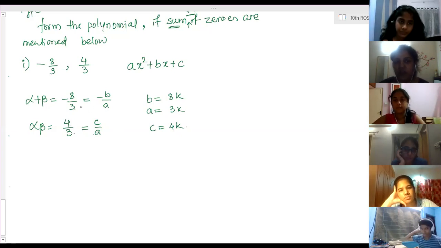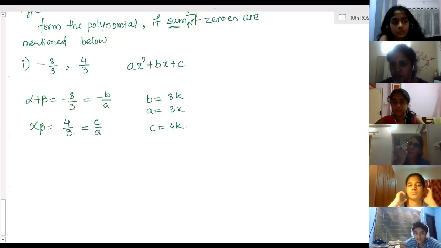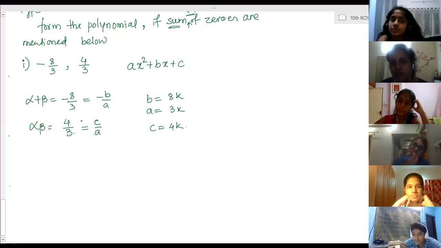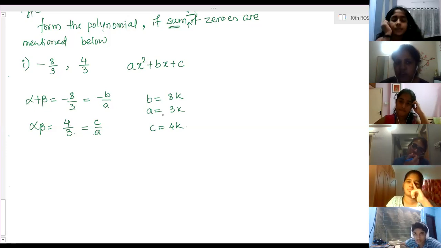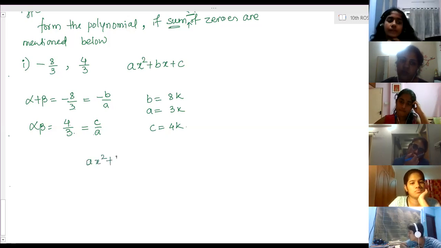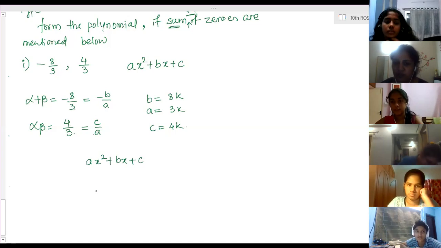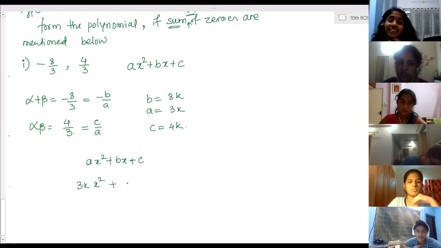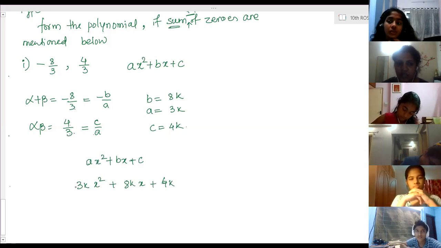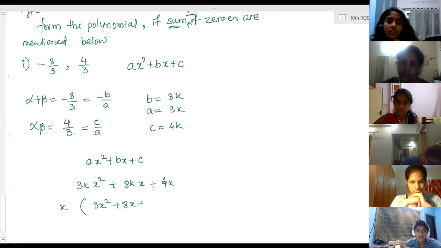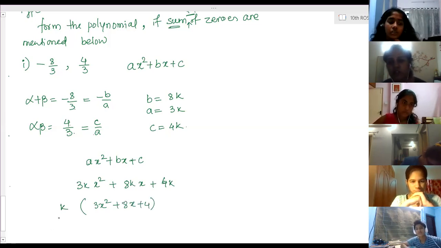So in such questions you have to check that the denominator should be equal. If it is not equal, you have to multiply with the same number. So in this case we got the values of a, b and c. Substitute those. ax square plus bx plus c is our polynomial. The value of a is 3k x square, b is 8k x plus 4k. Take k common: 3x square plus 8x plus 4. That's the polynomial.